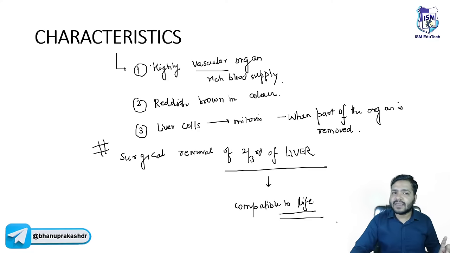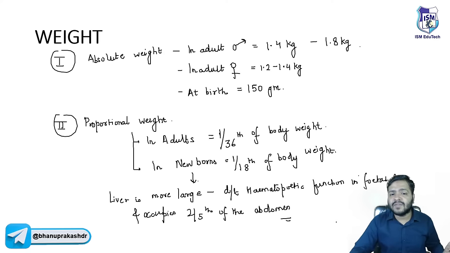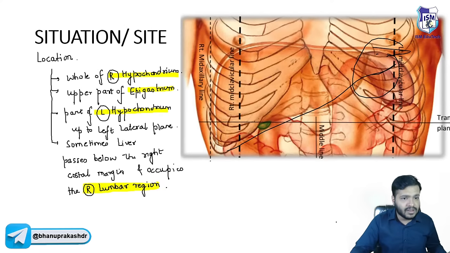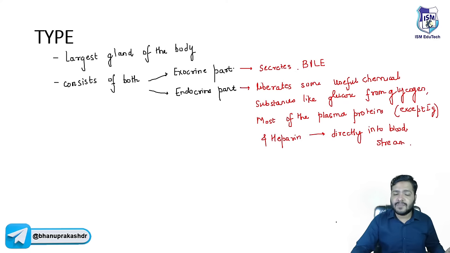We have already discussed the characteristics, the weight, absolute and proportional weight. And why the proportional weight? I mean, in newborns, the liver is larger in size due to hematopoietic function. We have discussed the location, the shape, and the type.